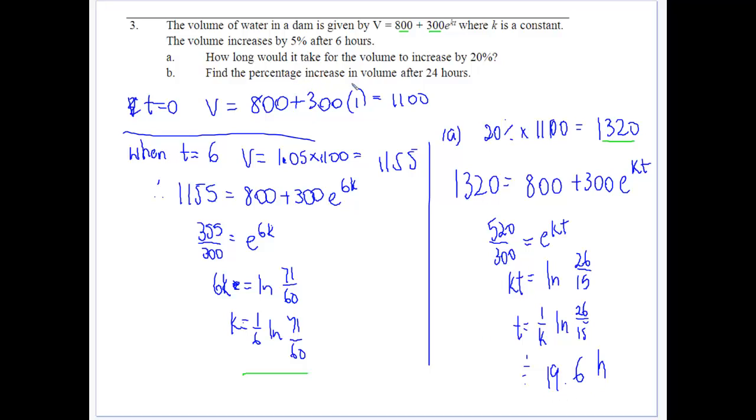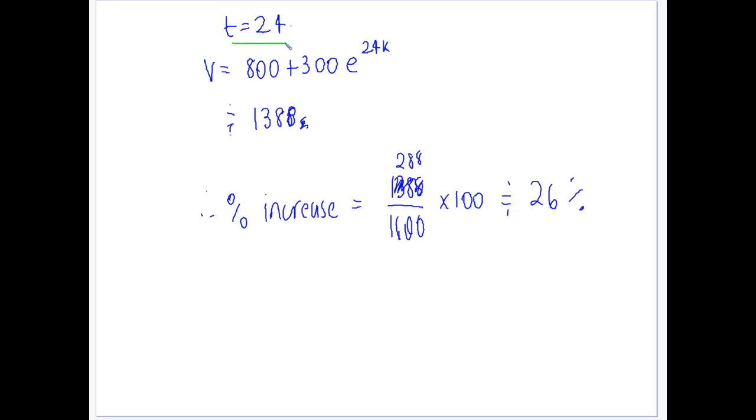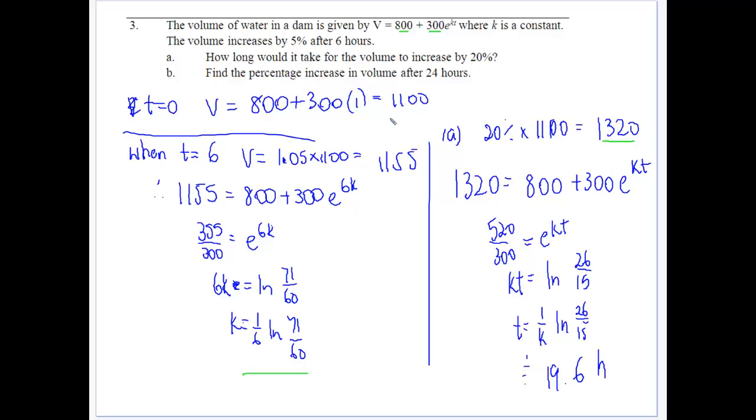Then find the percentage increase in volume after 24 hours. So we look at time then being 24, and we want to get the volume at that time. Really that's just a case of substituting t is equal to 24. We had our value of k, and we get approximately 1388, which means that 1388 is 288 above what we had. So 288 over the 1100, that's what we've actually gained. It started at 1100, which times 100 gives us a 26% increase in that time. So a little bit different type of problem, because we weren't given our starting value, but we were able to manipulate to get exactly what we needed in that percentage increase.